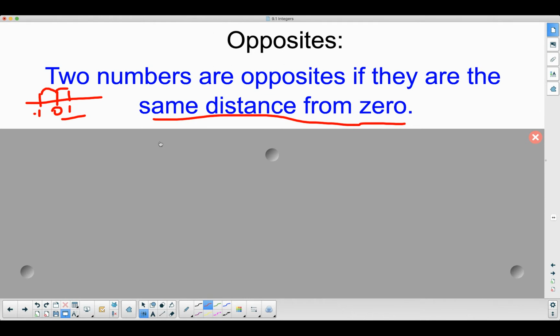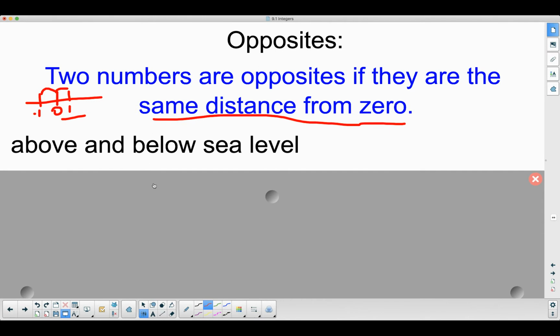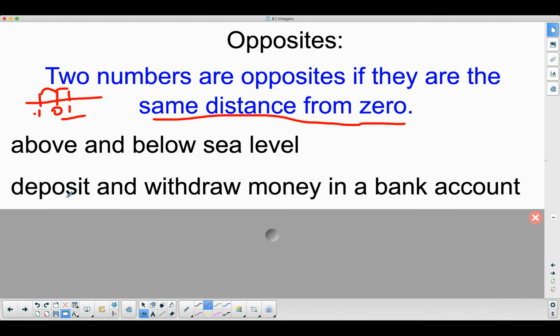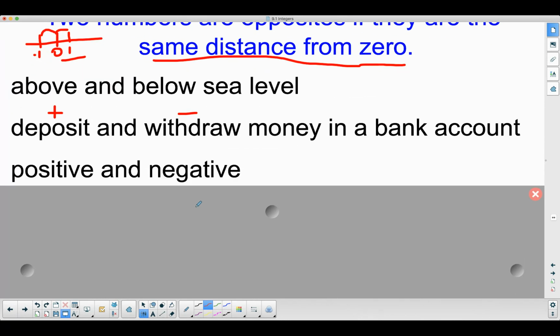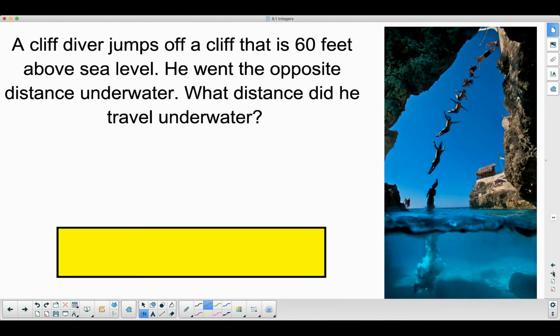Some real examples we can find of opposites are distances above and below sea level, because those can be positive or negative. In your checking account or bank account, you can make a deposit, which is a positive amount, or you can withdraw money, which is a negative amount. You can also have things like the temperature that can go above or below 0, like on a thermometer.